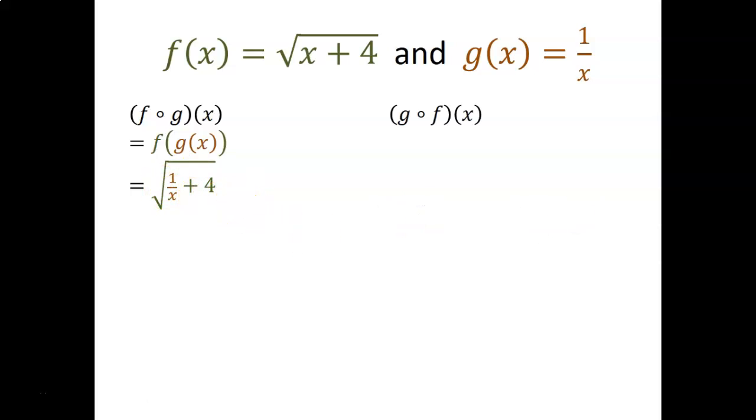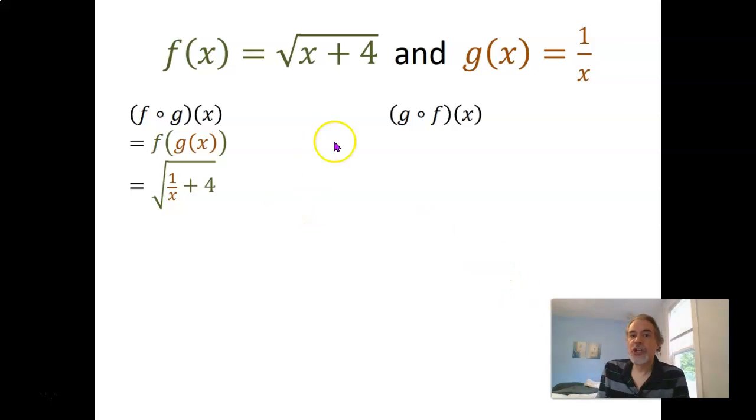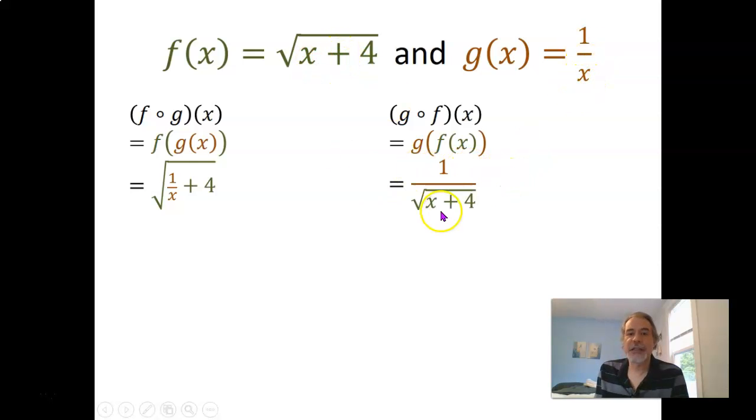And what about g composed with f? What's g of f of x? G of anything is 1 over that anything. So g of f of x is 1 over f of x. That is 1 over the square root of x plus 4.